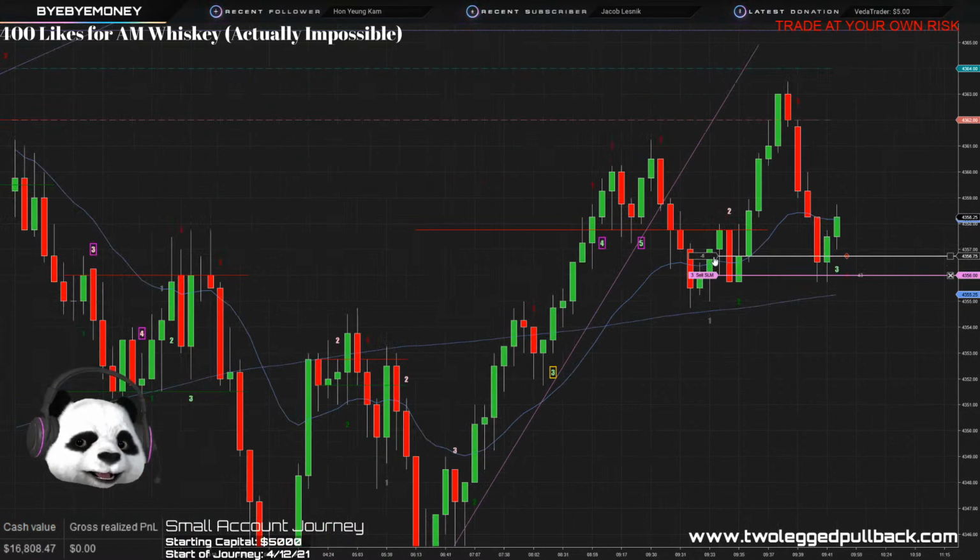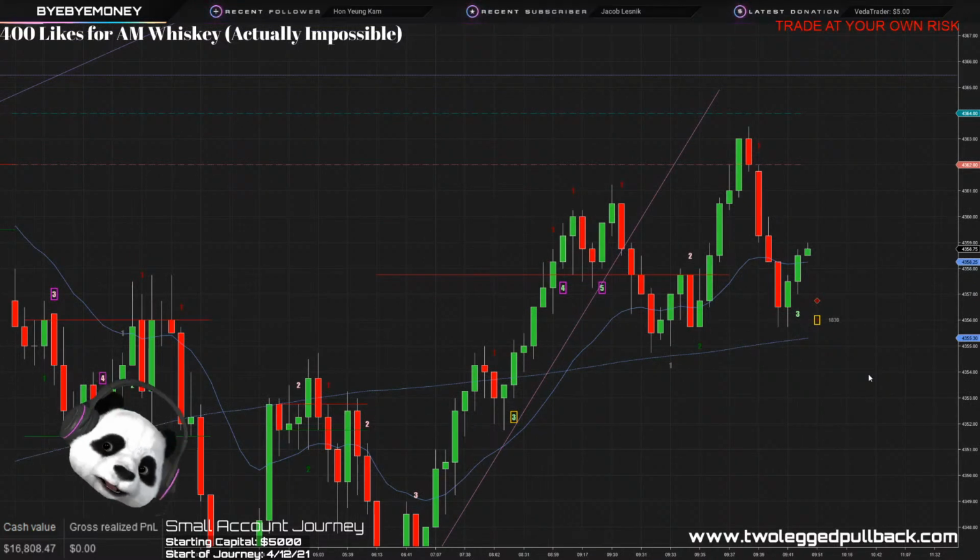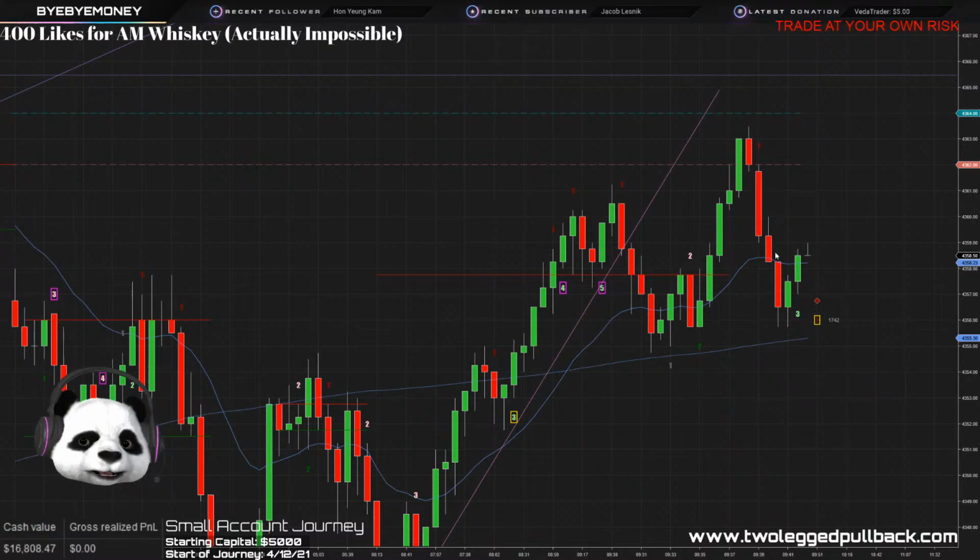Looking for this lower high setup here. Terrible signal bar. We need a good signal bar here in the lower high setup. Some reservations though, right? Two bull bars in a row. Now we're above the 20 EMA.